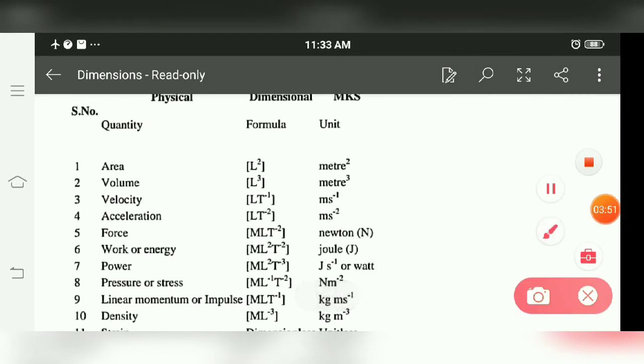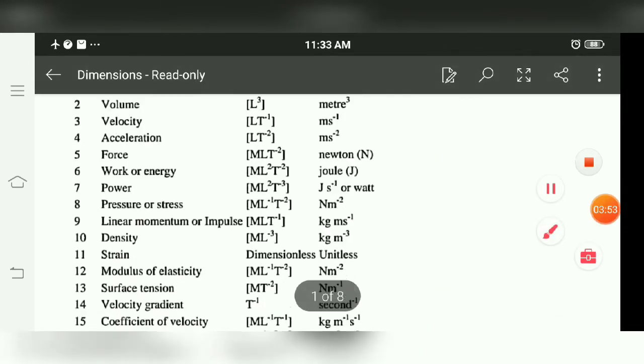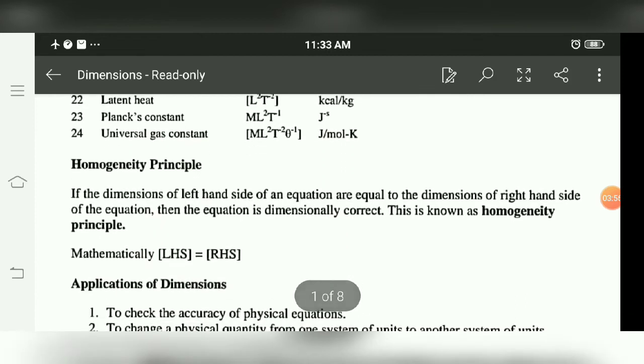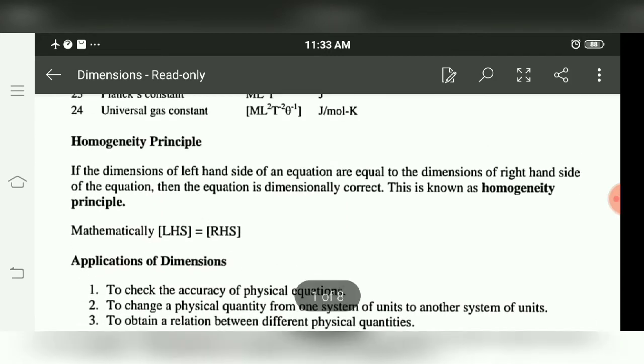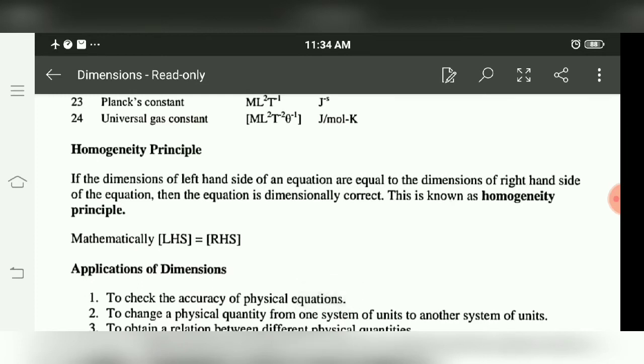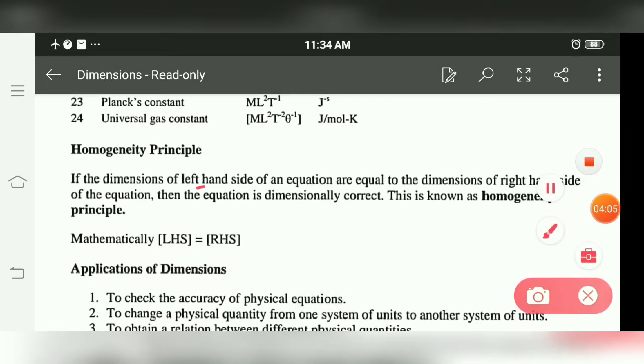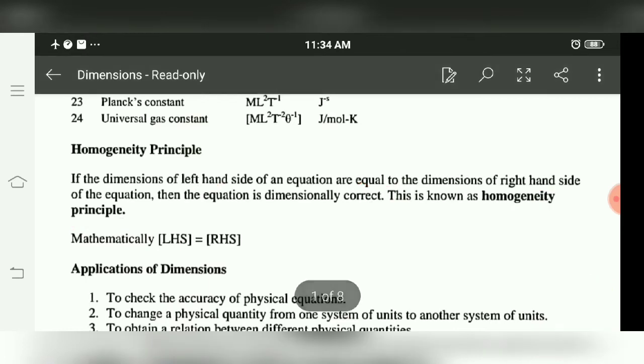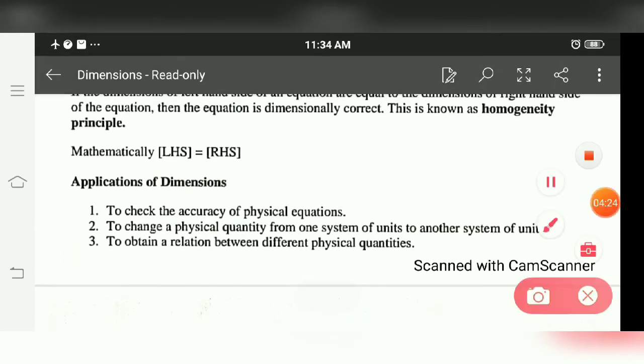So there is a chart. This is a chart of different formulas in terms of dimension. So you must go through it once. Now next is the homogeneity principle. If dimension of left and right hand sides are equal, then the formula is dimensionally correct. This is known as the homogeneity principle. It means if left hand side dimensions are equal to right hand side dimensions.